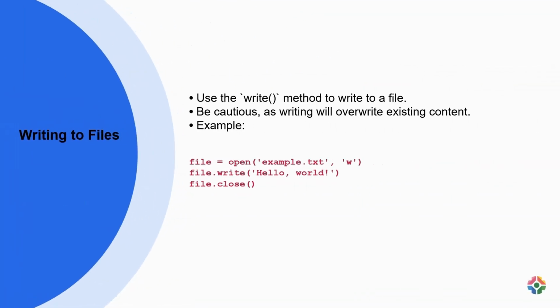To write to a file in Python, you can utilize the write method. When using this method, it's important to remember that it will overwrite any existing content within the file. For instance, if you want to write the text "Hello World" to a file named example.txt, you would open the file in write mode 'w', use the write method to add the desired content, and then close the file after writing. Remember, failure to close the file after writing may lead to issues and inconsistencies in your data.